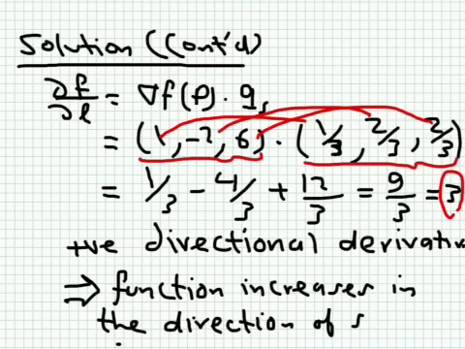Because the answer is positive, this is simply saying that the direction S makes an angle less than 90 degrees with the gradient. So the function does increase along S. If the number we got was negative, then the angle is actually greater than 90 degrees and the function decreases along that line.